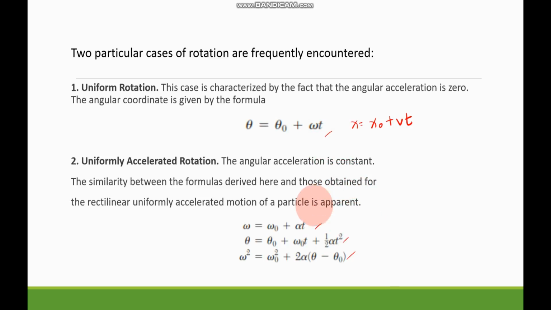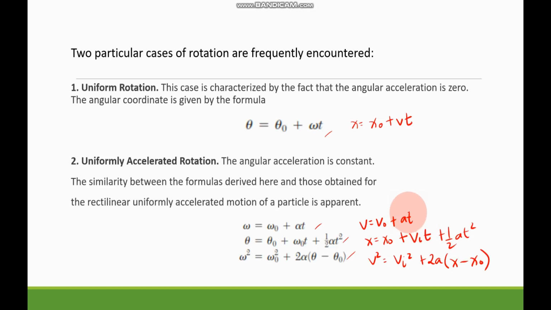So dito naman sa uniformly accelerated rotation, the angular acceleration is constant. So it looks familiar, in which our v is equal to the initial velocity plus acceleration times time, and then our x is equal to the initial position x plus velocity multiplied by the time plus 1/2 a t squared, and then v squared is equal to the initial velocity squared plus 2 acceleration, and then x minus x0. So yan, they look familiar.